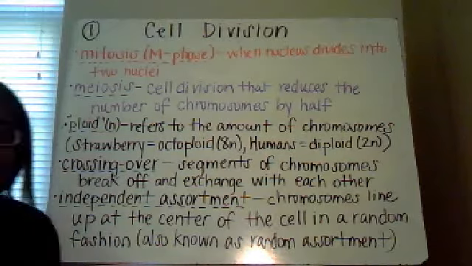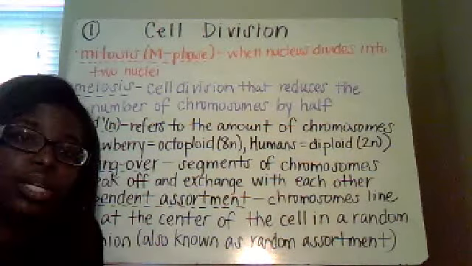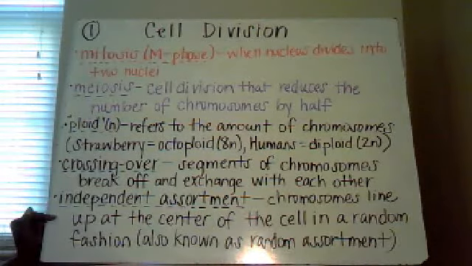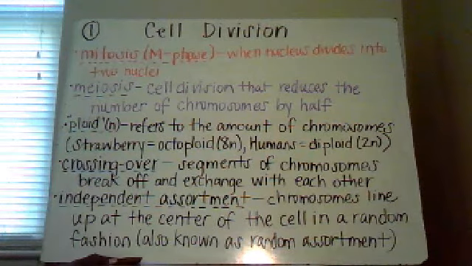Crossing over is when segments of chromosomes break off in exchange with each other. Remember, when that doesn't happen properly, you could have a mutation. Independent assortment is when chromosomes line up at the center of the cell in a random fashion. This is also known as random assortment.